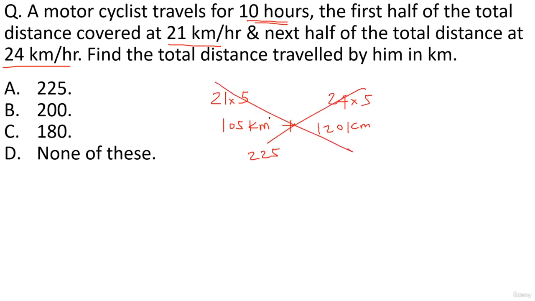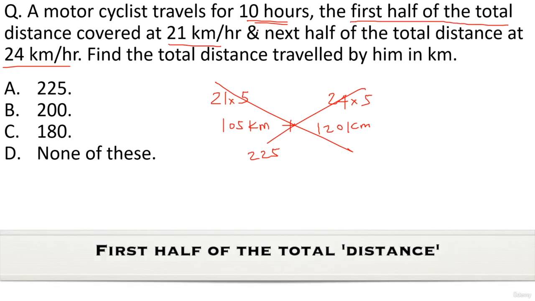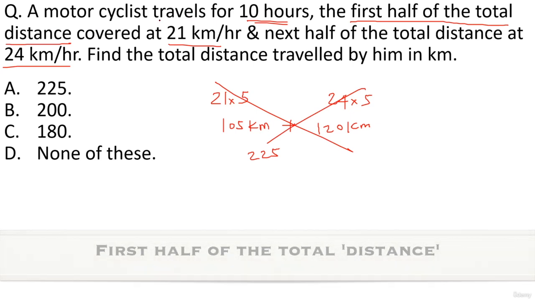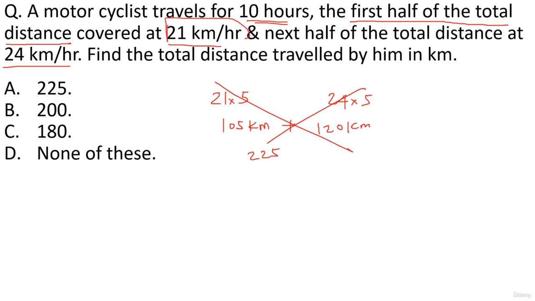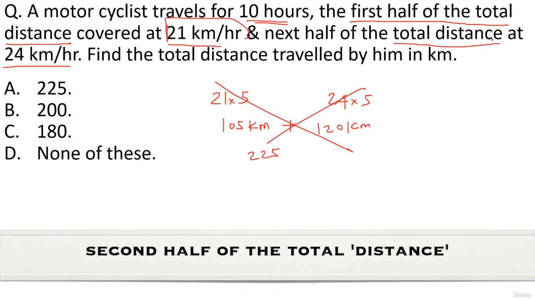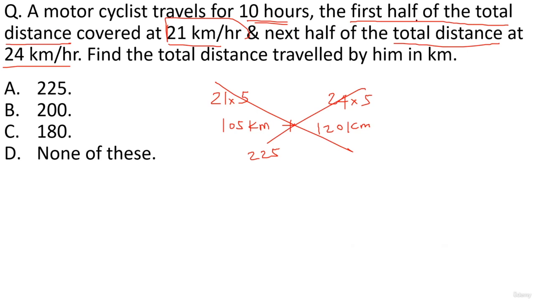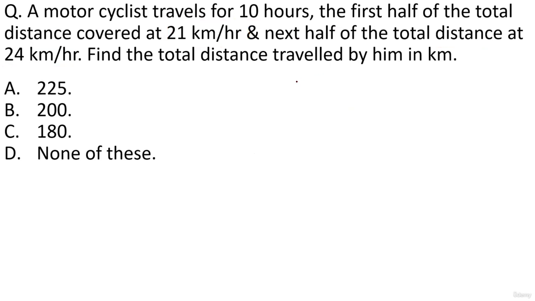Okay, why? The question very clearly states first half of the total distance. First half of the total distance at 21 kilometers per hour, and second half, next half of the total distance. First half and second half of the total time nahi bola hai, total distance bola hai, right? So we need to solve it slightly differently.